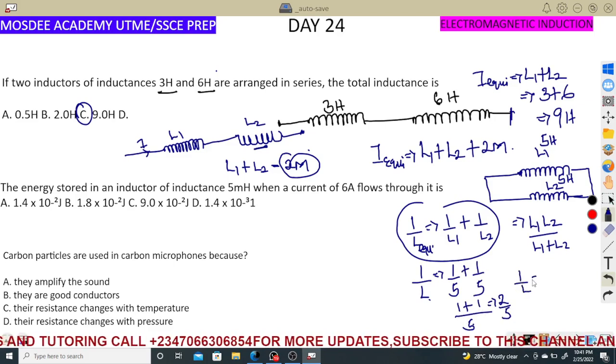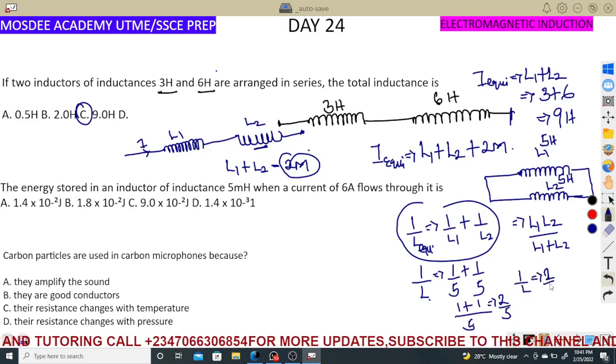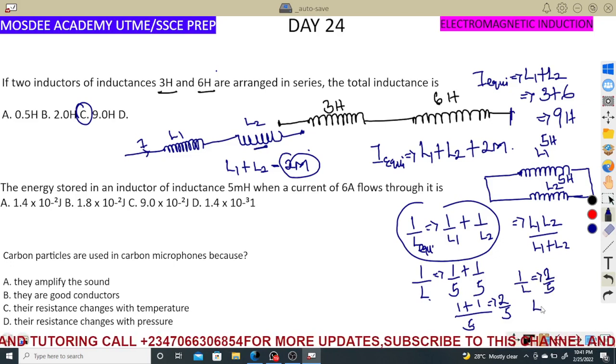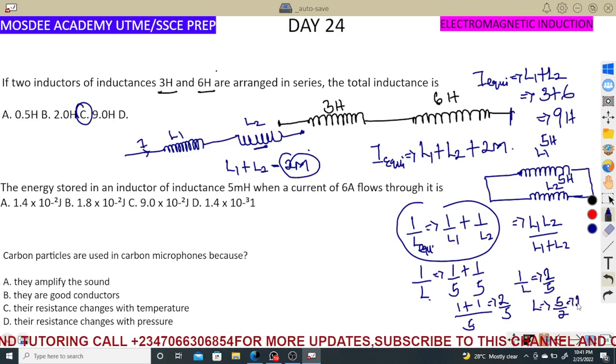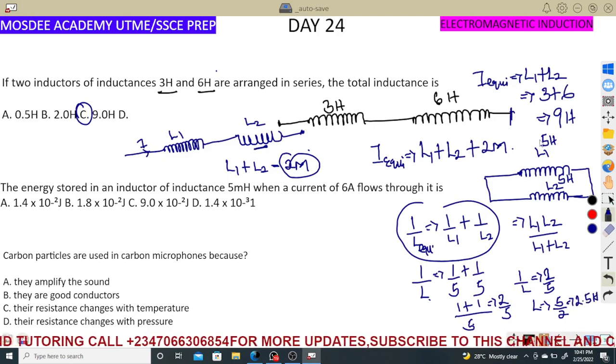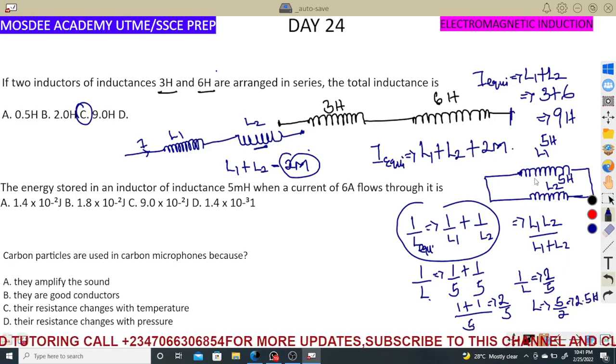So what you have? 1 over L equals 1 over 2 over 5. What will be L? Cross multiply. L will be what? Just interchange. It's 5 over 2. What's 5 over 2? 2.5 H. That's the equivalent, the total inductance in this.